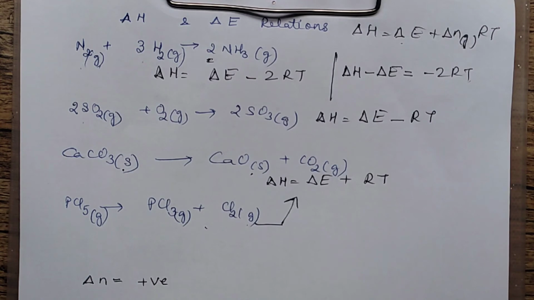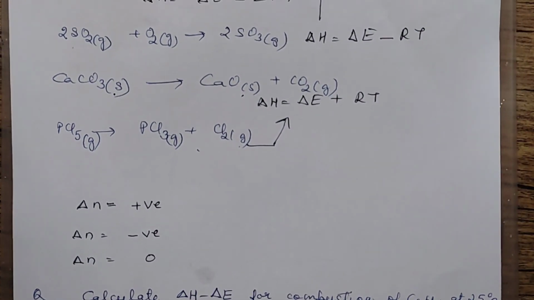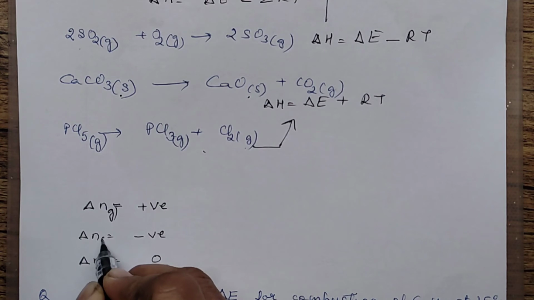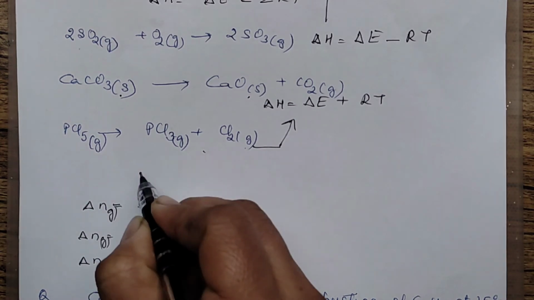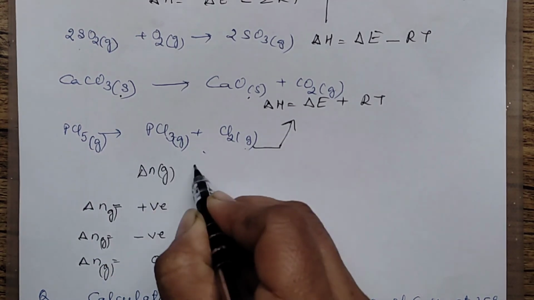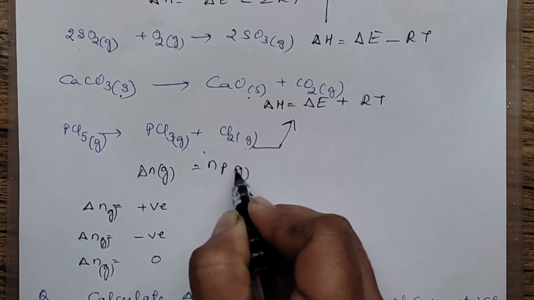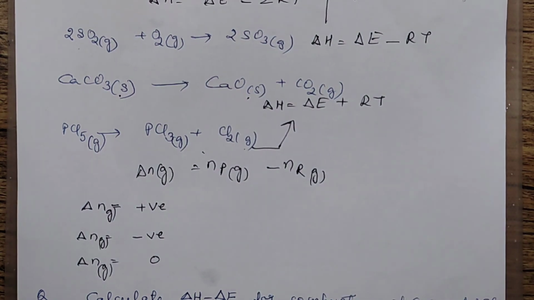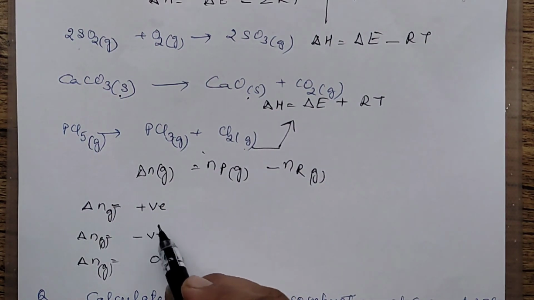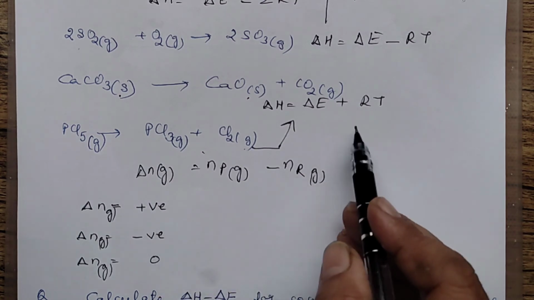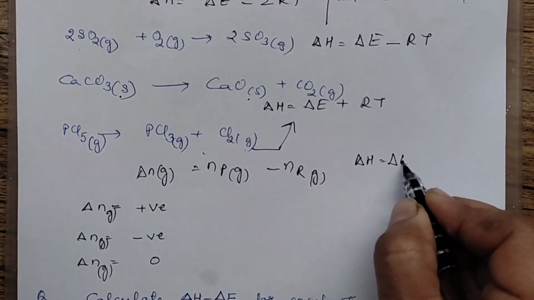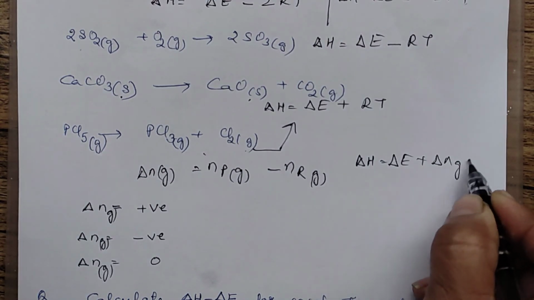Right? Now, you can form a relation something like this, in case you have delta Ng positive, of course we are talking about the gases, the difference. What was delta N? I hope you remember that. This is equal to the number of moles of the gaseous products minus the number of moles of the gaseous reactants. That difference is delta N. So if delta N is positive, in the formula we are talking about, delta H is equal to delta E plus delta Ng RT.